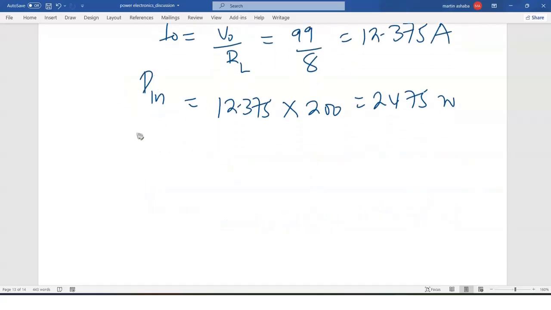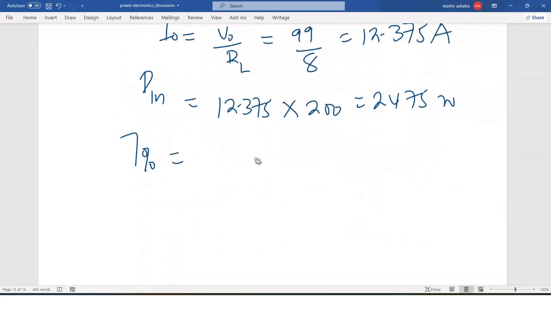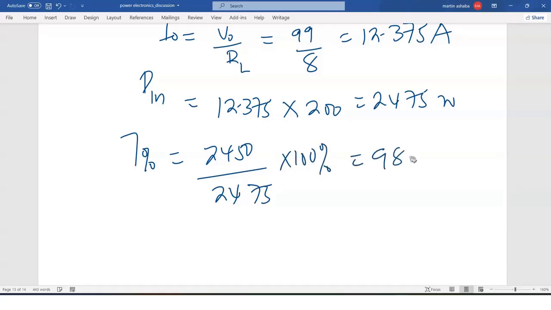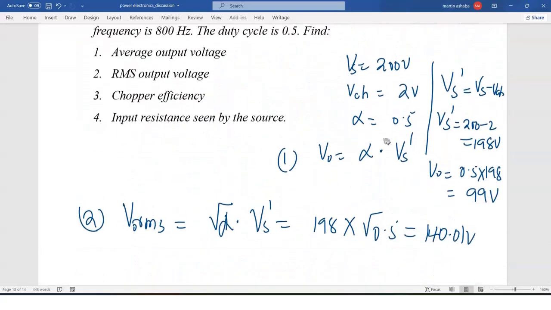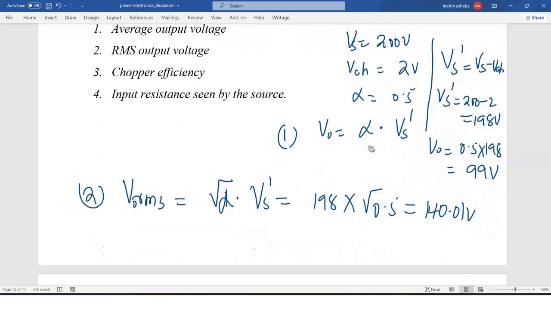So the efficiency of the chopper is going to be power output 2450 divided by 2475, and we multiply it by 100, giving us 98.98%. So that's the efficiency of the chopper, or what we call the chopping efficiency.